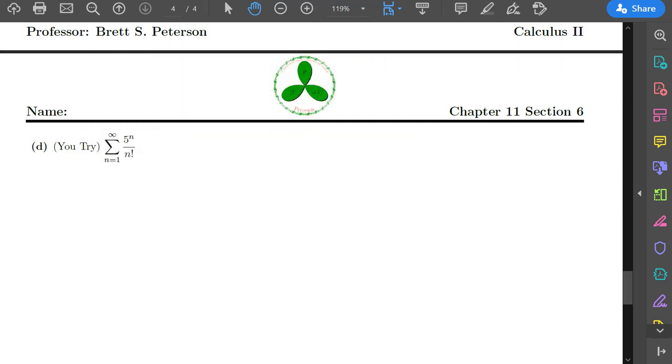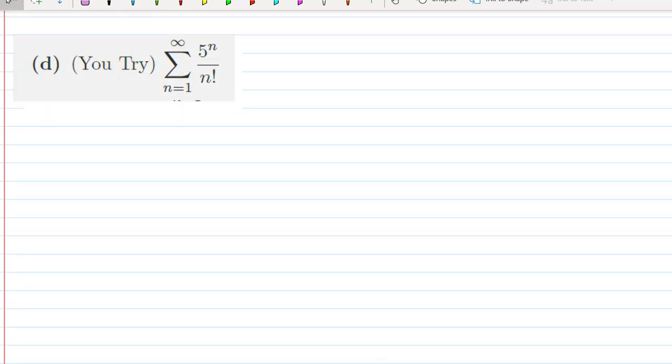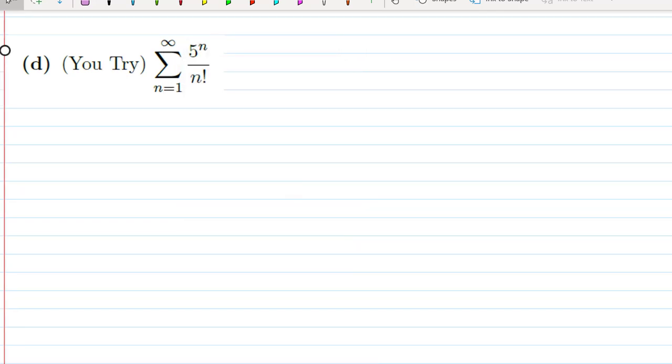Alright, so now it's your turn. You go ahead and give it a try. So we have the sum as n equals 1 to infinity of 5 to the n over n factorial.